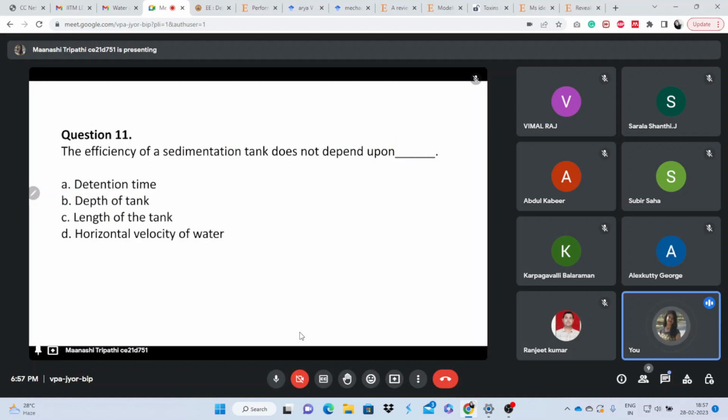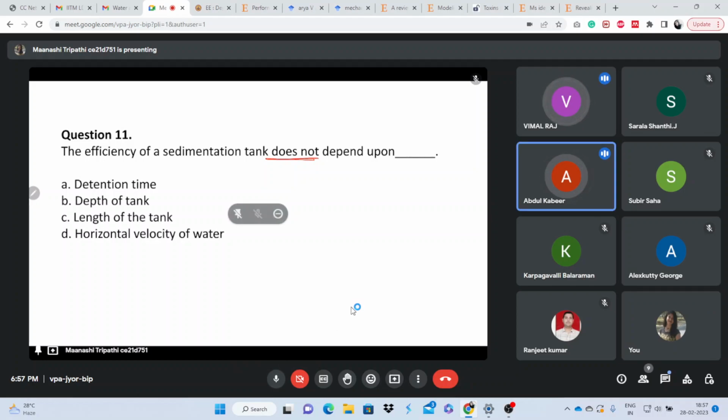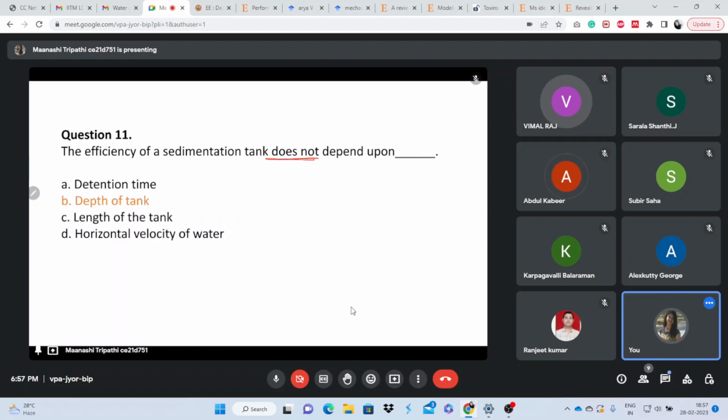The efficiency of a sedimentation tank does not depend upon which of these? Here we are talking about sedimentation tank efficiency. The answer, depth of the tank, is very correct. Last time when we were discussing, I asked a question: how can the efficiency of the sedimentation tank be increased by increasing the surface area?